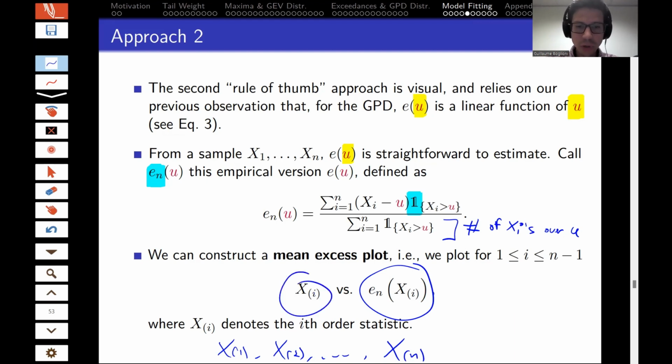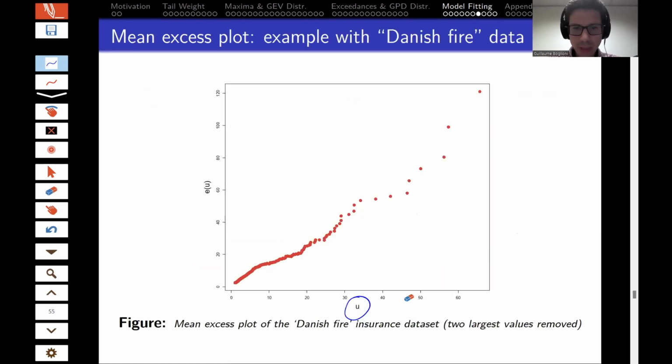So we use this plot and we check: can we find a u? Can we find a value on the x-axis such that from this value and upwards, the trend is linear? Yes, because the theory tells us that for a certain u, after that u the exceedance data is GPD, and for the GPD, the trend is linear. So it makes sense to pick a u such that after this u, in the data, we see a linear trend. Hope this makes a bit of sense.